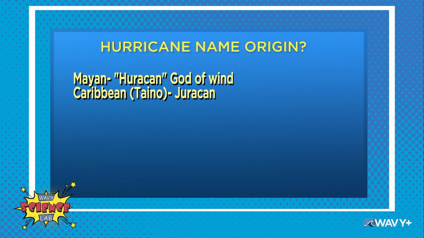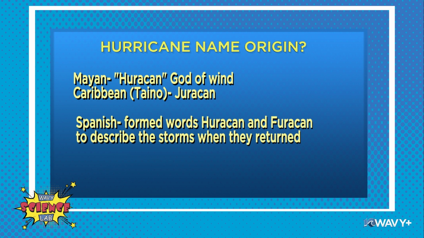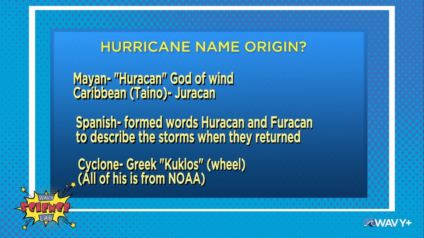Now, the name, the origin: Mayan, huracan, god of wind. I didn't get that. I got this from NOAA, by the way, the National Hurricane Center, rather. The Caribbean tribe, the Taino, Huracan, I believe. And then the Spanish, they got these names, and then they went back to Europe, and they said, to describe these storms, huracan and furacán. So interesting. And again, that's from NOAA. And then cyclone by itself is a Greek word, kuklos, wheel. They kind of derived it from that.